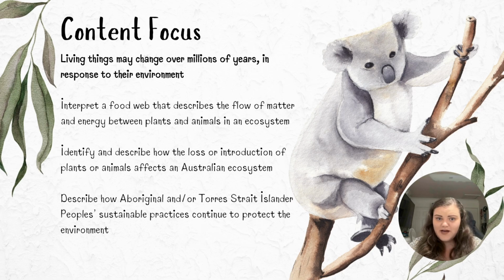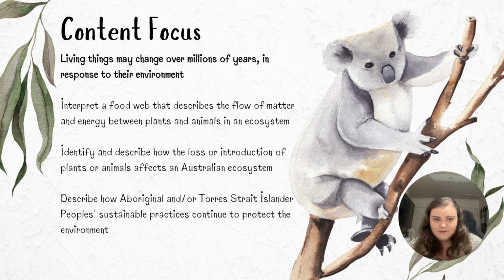The model that is created will help them interpret food webs and describe the flow of matter and energy between plants and animals in an ecosystem, as well as identify how the loss of an animal or plant affects the Australian ecosystem, with a key focus on how Aboriginal and Torres Strait Islander people's sustainable practices continue to protect the environment.